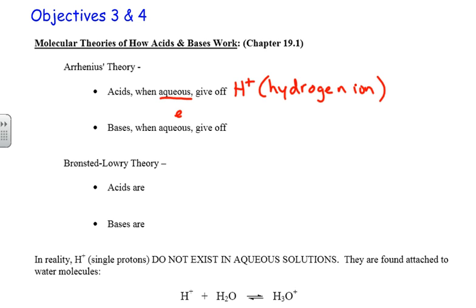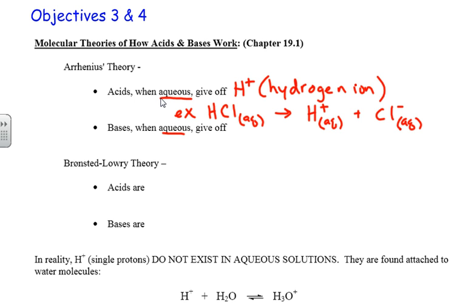So for example, if we had hydrochloric acid, when we make that aqueous, when we dissolve it in water, it will break apart, it will ionize, it will dissociate into the positive hydrogen ion, which will be aqueous, and the negative chloride ion, also aqueous. So what this is saying is that the only positive ion that HCl breaks into is the hydrogen ion.